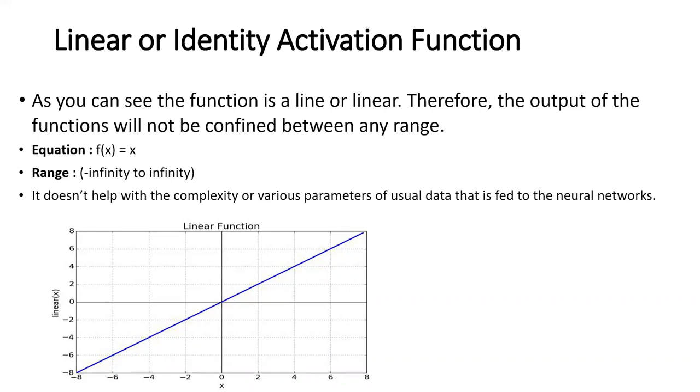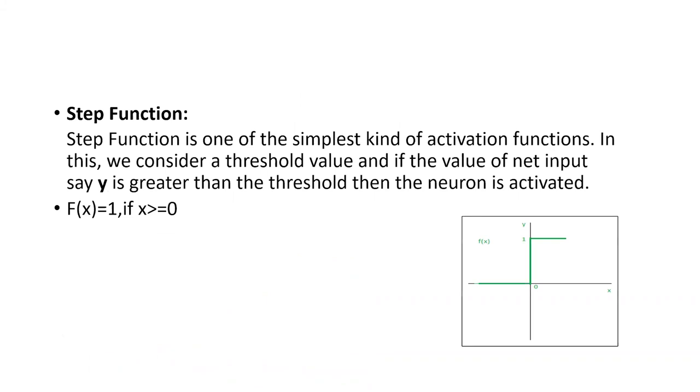It does not help with the complexity or various parameters of the usual data that is fed to neural networks. So this is a very plain and simple linear or identity activation function. Now the next is the step function. A step function is one of the simplest kinds of activation functions. In this, we consider a threshold value, and if the value of the net input, say y, is greater than the threshold, then the neuron is activated.